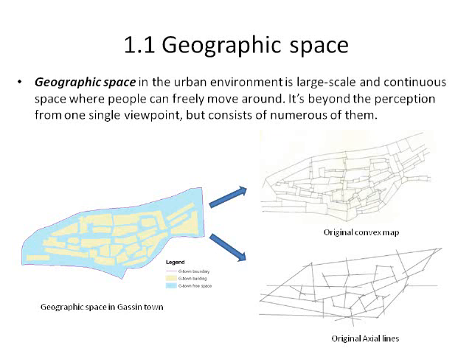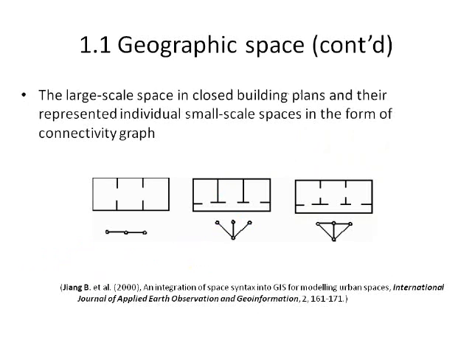On the left is the most used example of Gassin Town in the study of space syntax. We can see that the light yellow part is the buildings and the light blue part is the geographic space. On the right are 2 kinds of representations of small spaces: convex map and axial lines. The space inside the closed planes is a large, continuous geographic space. A kind of representation of small spaces can be clearly seen in the form of connectivity graph.